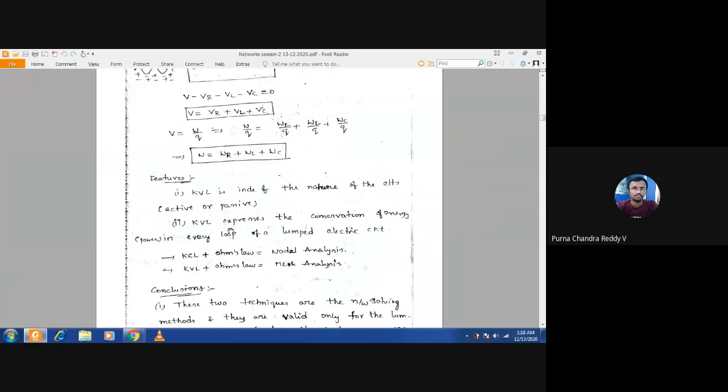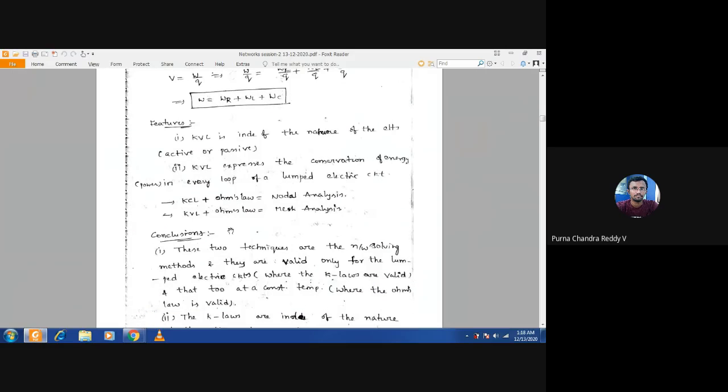Now from KCL and KVL, by using Ohm's law, we can extend. KCL plus Ohm's law leads to nodal analysis, and KVL plus Ohm's law leads to mesh analysis. There is nothing new in nodal and mesh. Nodal is nothing but KCL and Ohm's law used together. We already know KVL and Ohm's law. If you use these two together, that is nothing but mesh analysis.